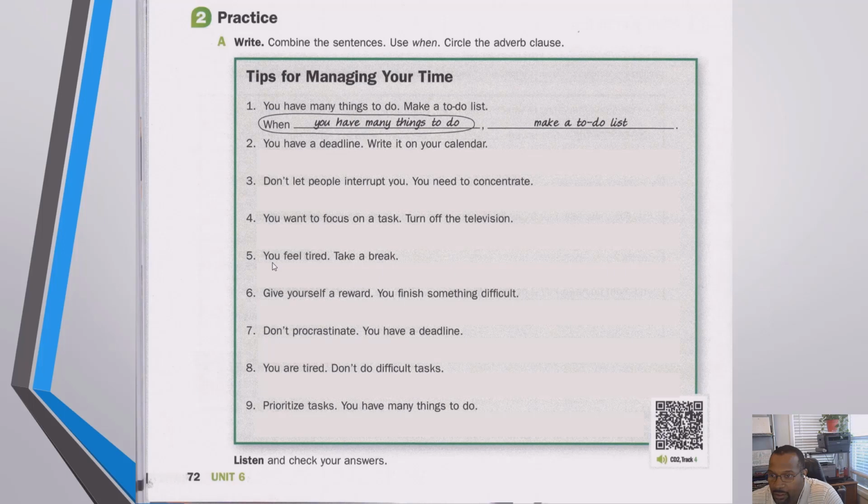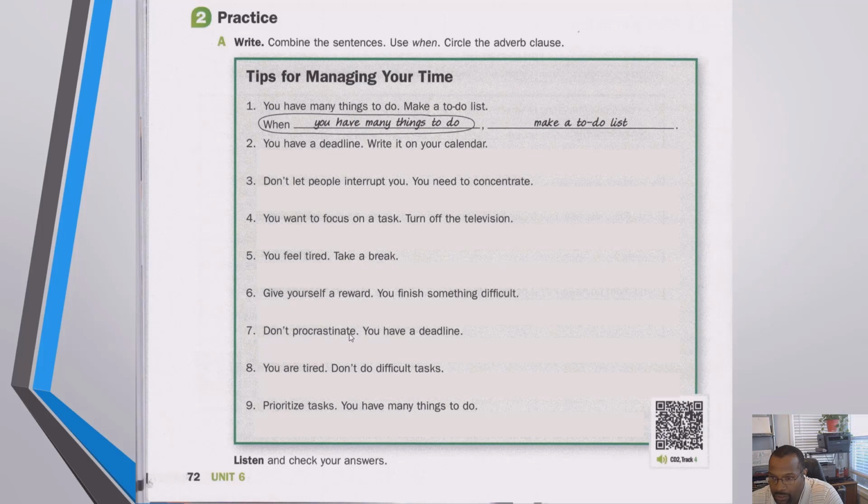Number 5, you feel tired. Take a break. I would write this: when you feel tired, comma, take a break. Number 6, give yourself a reward. You finished something difficult. I would write this: when you finish something difficult, comma, give yourself a reward.